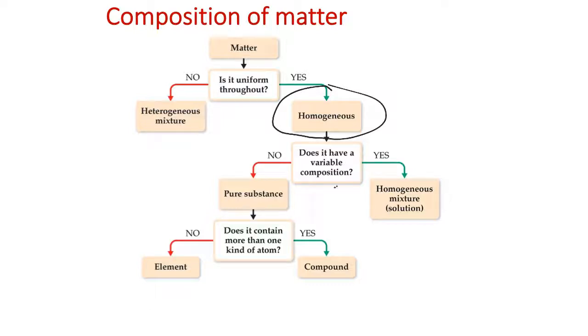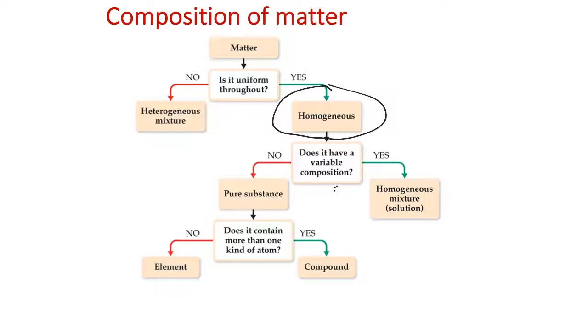To address the question of does it have a variable composition, usually you have to know something about the substance. You have to know how it was made, what went into it. Usually you can't just look and answer this particular question. So the question would be, does it have a variable composition? Again, you can't just look and tell, but it's really just asking, is there one substance and then a different substance? If that's the case, then there's a variable composition.